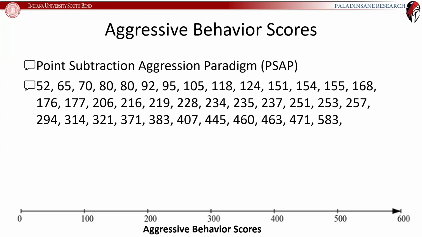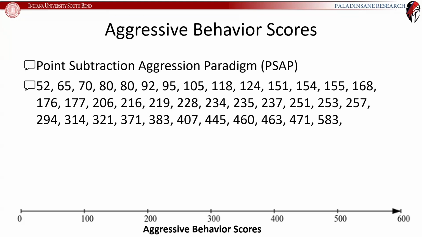And you also want to scale your axis so that the smallest value in your data set has a place on your axis, and the largest value in your data set has a place on the axis. So you take a look at the smallest value, it's a 52. You take a look at the largest value, it's 583. Our number line goes from 0 to 600. That's going to fit everybody. Everybody's going to have a place on this dot plot.